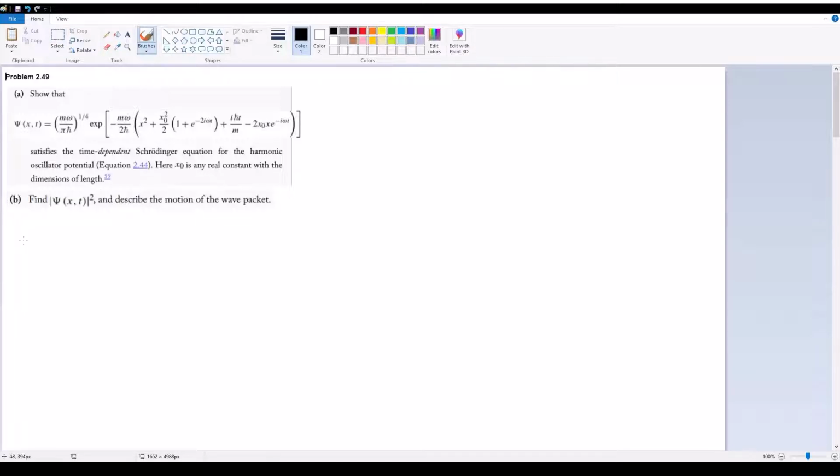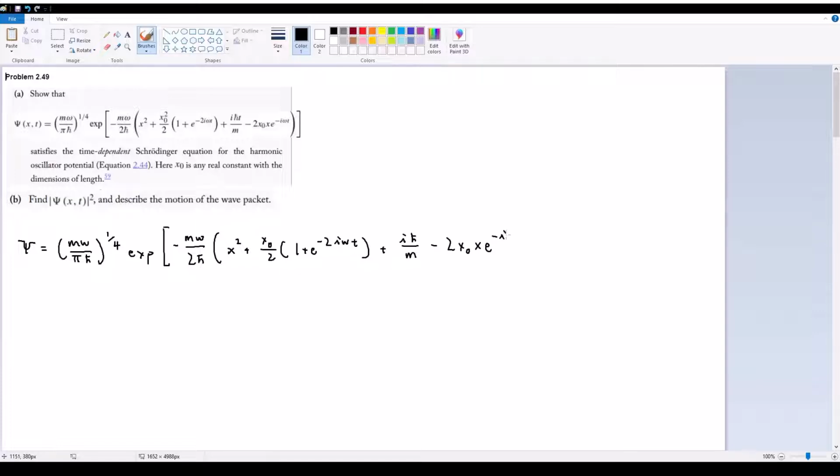So we have psi defined as (m omega over pi h bar) to the power of 1/4 times the exponential of negative m omega over 2h bar multiplied by [x squared plus x naught over half (1 plus e to the negative 2I omega t) plus I h bar over m minus 2 x naught x e to the negative I omega t]. Close this off at the bracket.